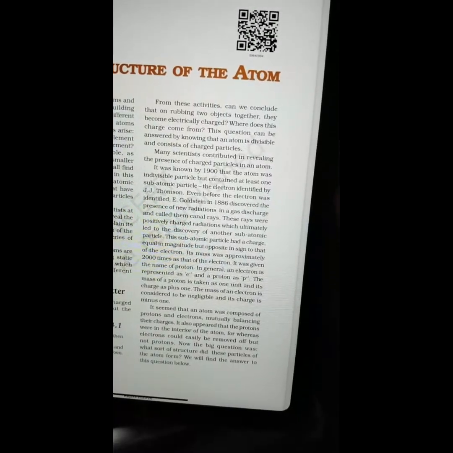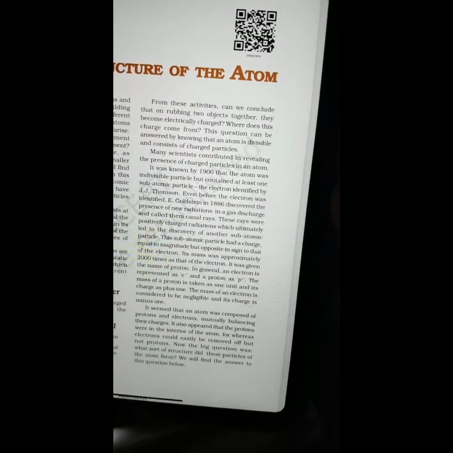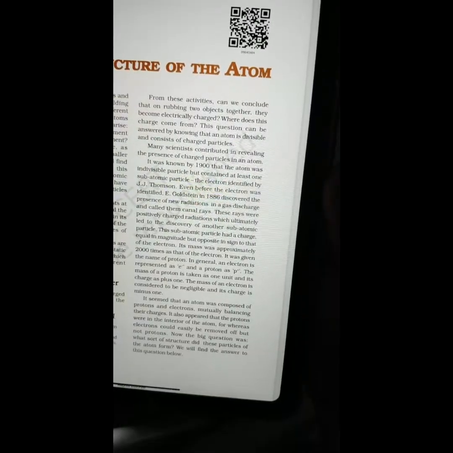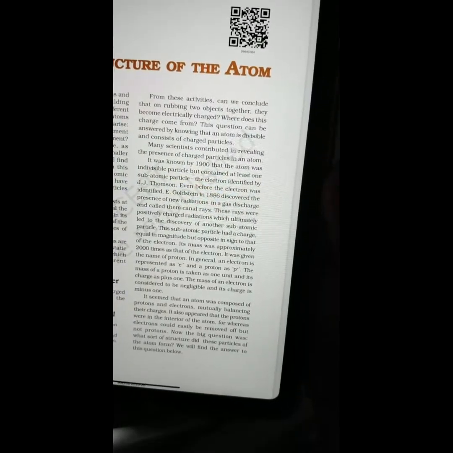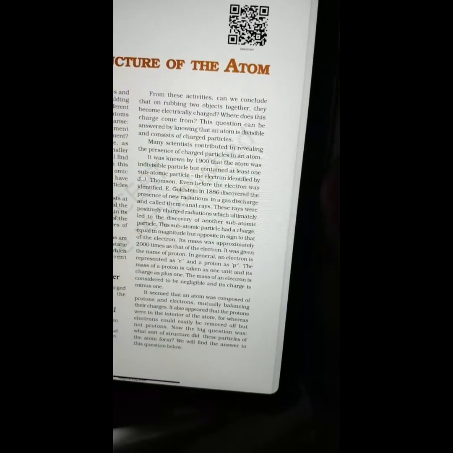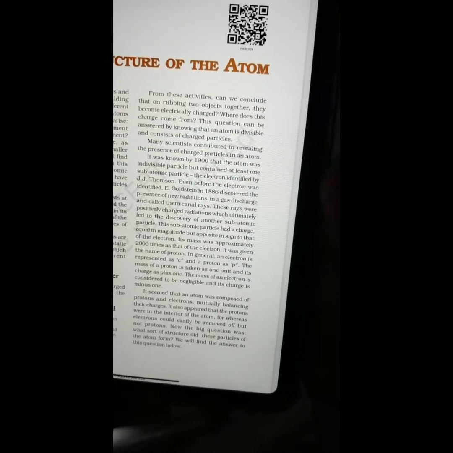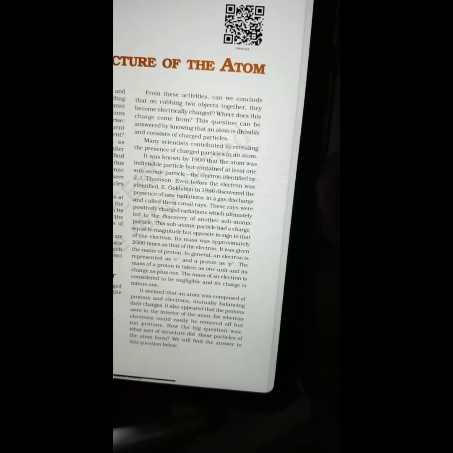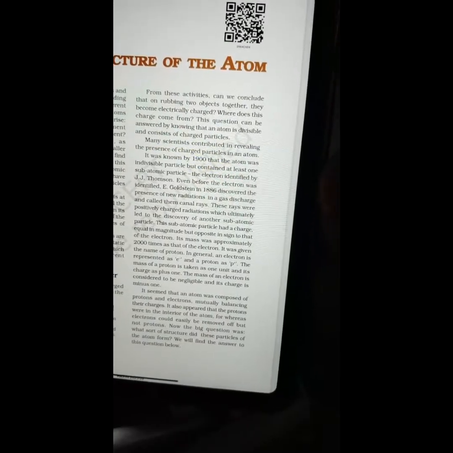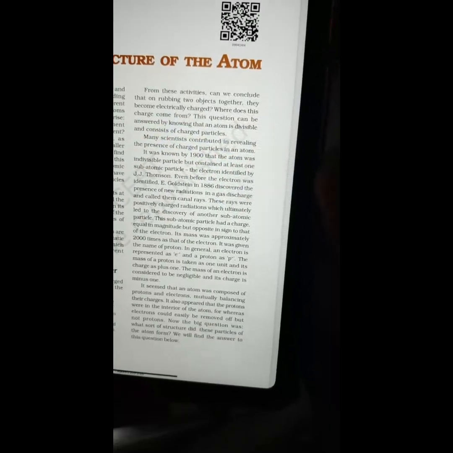This subatomic particle had a charge equal in magnitude but opposite in sign to that of the electron. Its mass was approximately 2000 times that of the electron. It was given the name of a proton. In general, an electron is represented as e minus and a proton as p plus. The mass of a proton is taken as 1 unit and its charge as plus 1. The mass of an electron is considered to be negligible and its charge is minus 1.